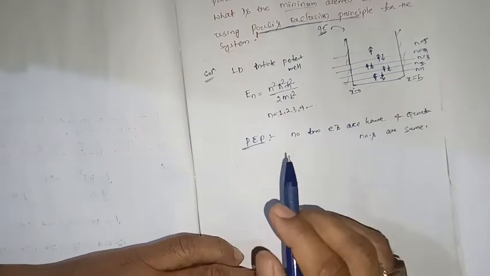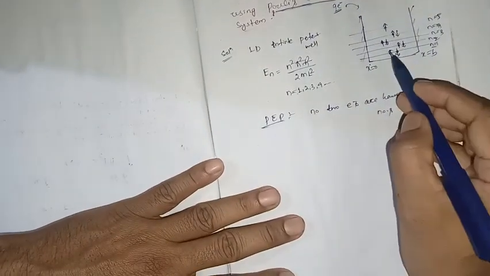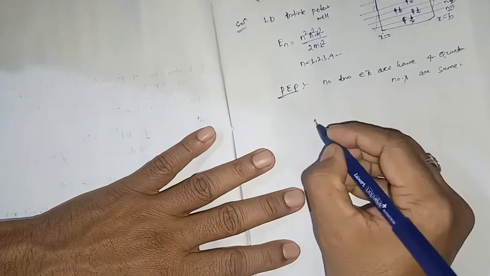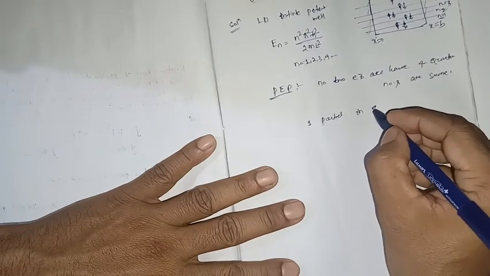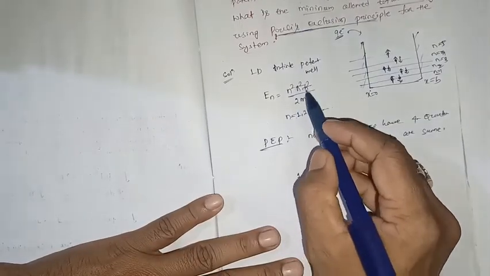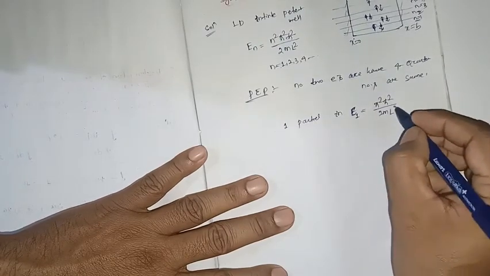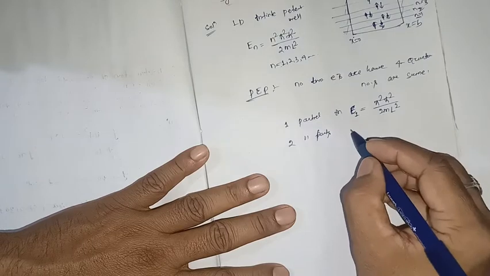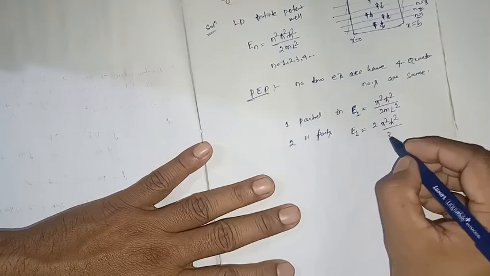Now we are going to calculate the minimum total energy. For n equal to 1, two electrons are present. So for one electron or one particle in the ground state, the E1 value, with n equal to 1, will be pi square h cross square by 2ml square. For two electrons, this energy E1 value will be 2 pi square h cross square by 2ml square.